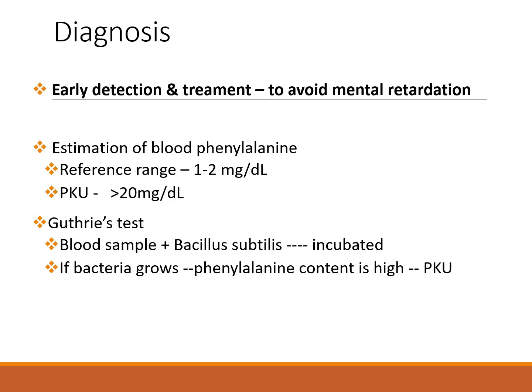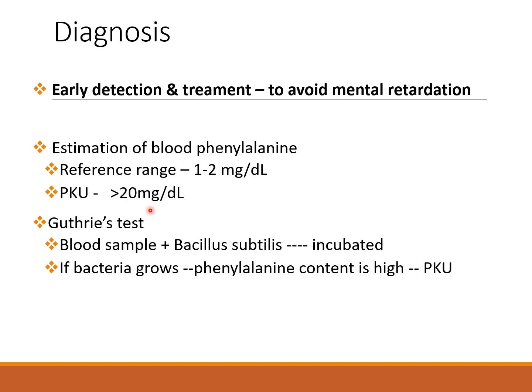Diagnosis of phenylketonuria. The goal or aim, I can say, is early detection and treatment so that mental retardation is avoided. Apart from that, blood investigations for phenylalanine can be done. Normally it is 1 to 2 milligrams per deciliter. In a PKU patient it can go beyond 20 milligrams per deciliter.